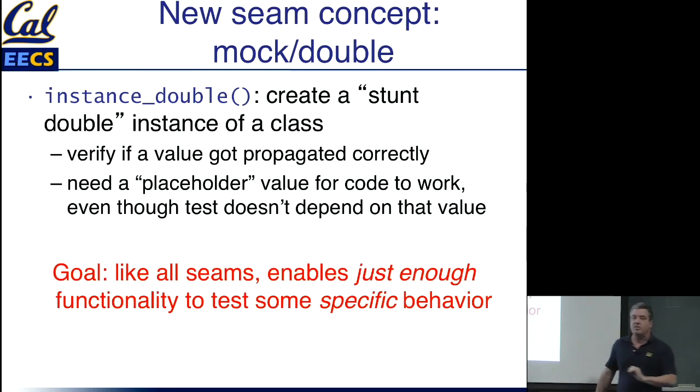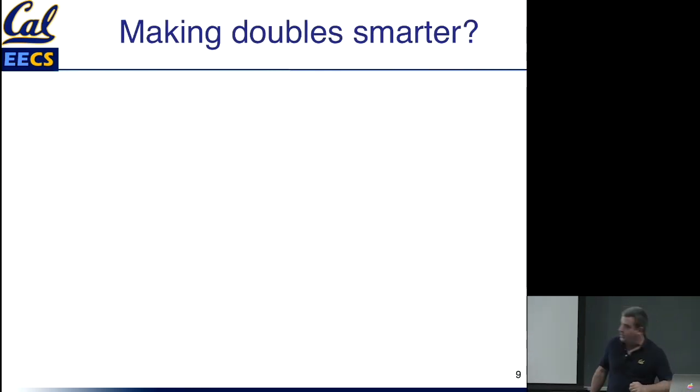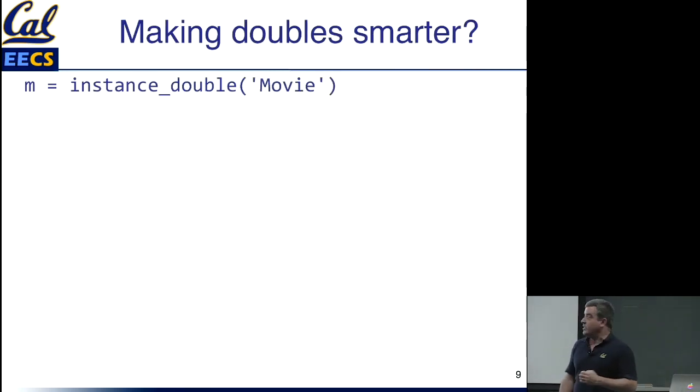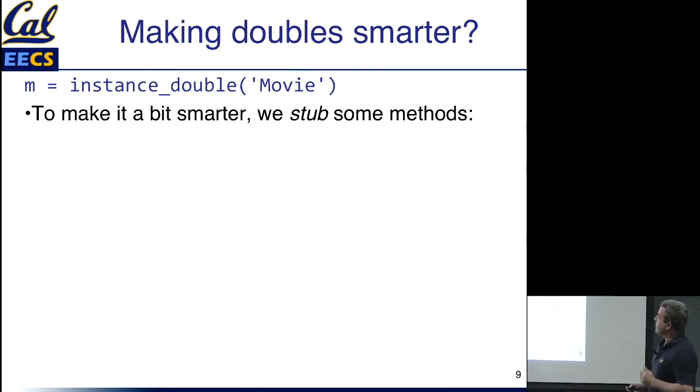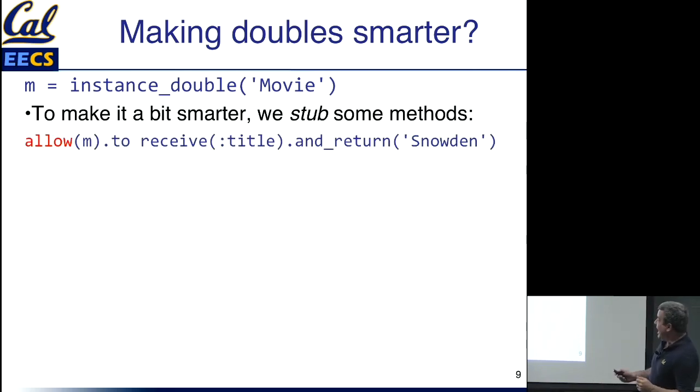So like any other kind of seam, the goal is give you just enough functionality to test some specific behavior. So in this case, what would that mean? Well, we could set up an instance double of the movie class. And we're going to stub a few of its methods. To stub a method is kind of what we did in the test. It's to create a fake version of that method that exists and can be called, but doesn't really do anything necessarily. So to stub it, we're going to say allow this stunt double to receive, in other words, to have the method title called on it. And if it's ever called on it, it'll return some canned string.